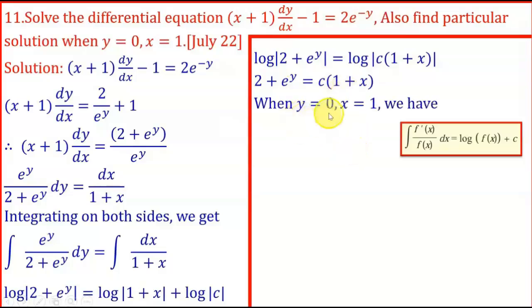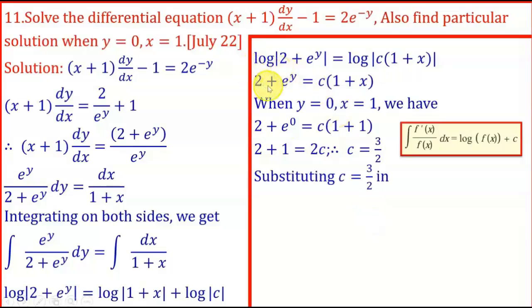When y is equals to 0, x is equals to 1, then you will have 2 plus e raised to 0 is equals to c in bracket 1 plus 1. 1 plus 1 is 2. Okay, that is 2c is equals to 3. Therefore, c is equals to 3 by 2. Now substitute the value of c here. Okay, this is the equation number 1.